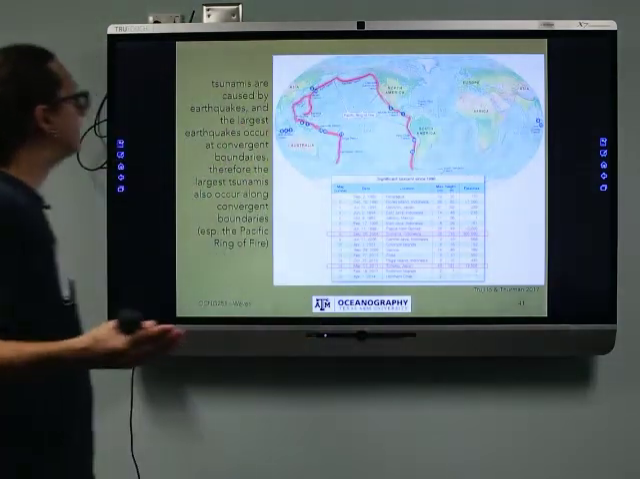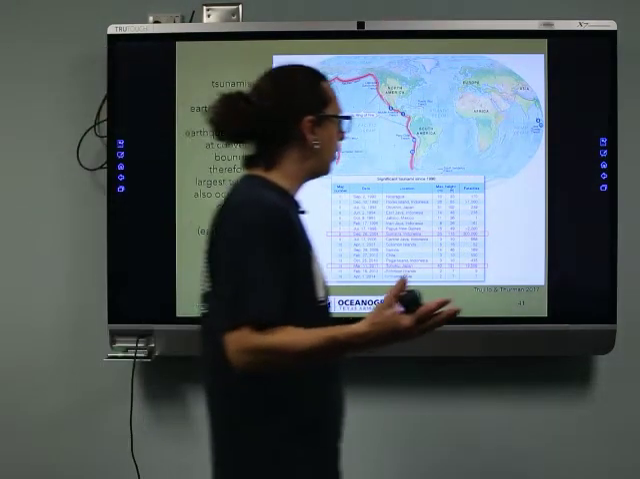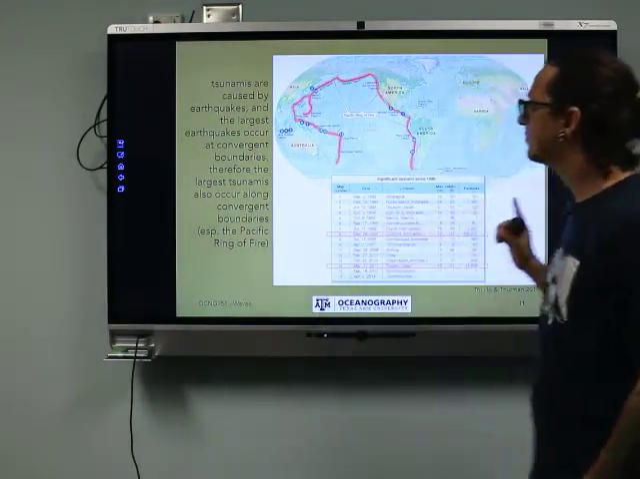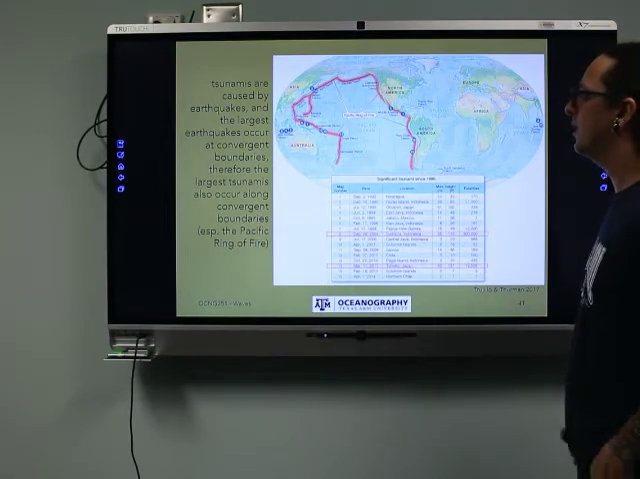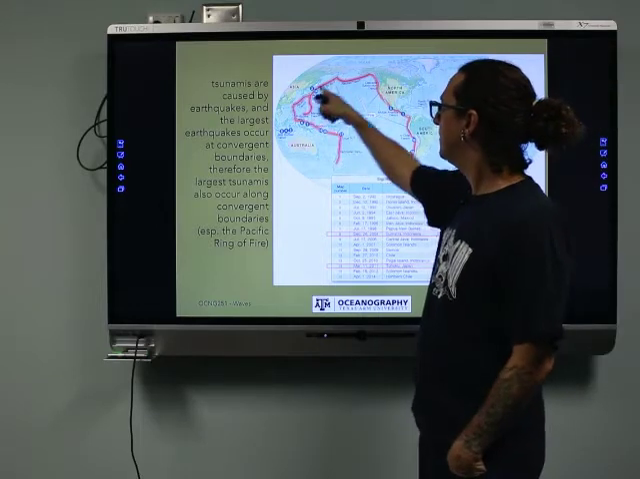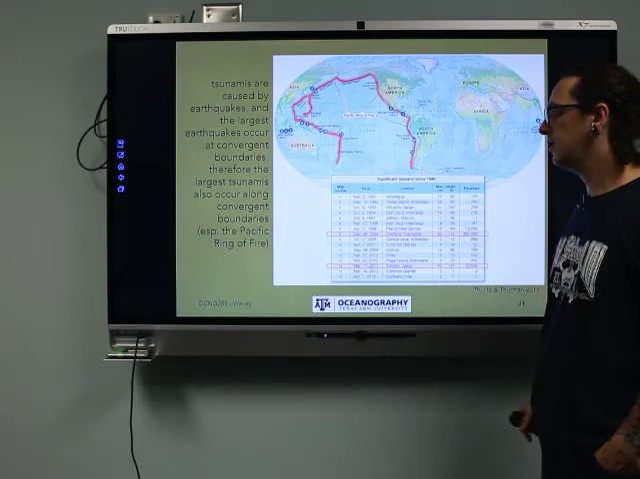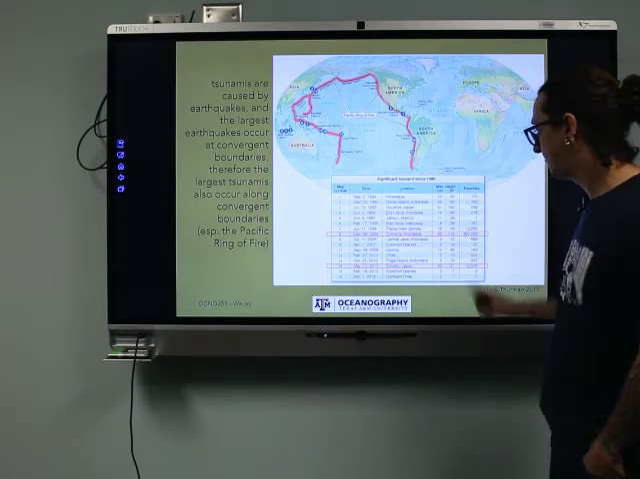Tsunamis are caused mostly by earthquakes, though they can be caused by underwater volcanoes. Oh, somebody really wants to get my attention. Because they're caused mostly by earthquakes, and the largest earthquakes occur at convergent boundaries, especially along the Ring of Fire, the largest tsunamis also occur along convergent boundaries, especially in the Pacific Ring of Fire.